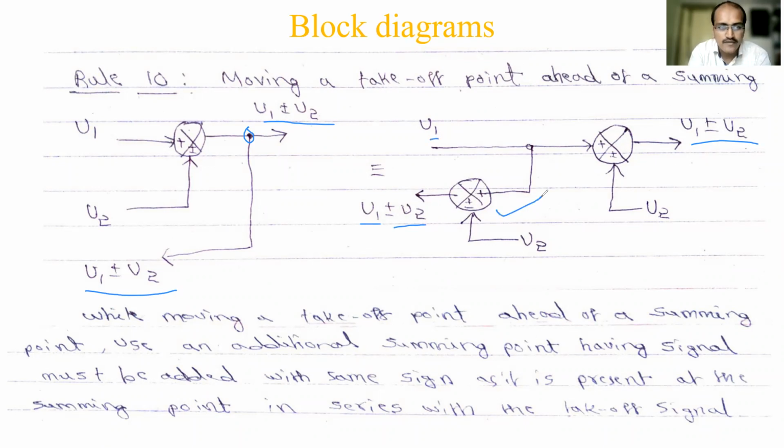That is the idea. So while moving a takeoff point ahead of a summing point, use an additional summing point, and the signal must be added with the same sign, not inverted, as it is present at the summing point in series with the takeoff point signal. If it is plus or minus there, then here also plus or minus. If it is minus plus, here also minus plus. Same as this case. So that is rule 10.